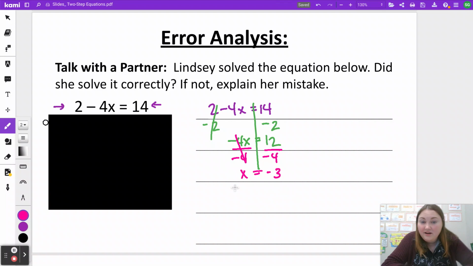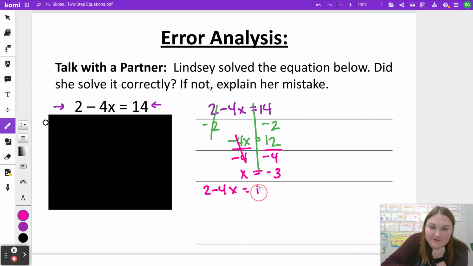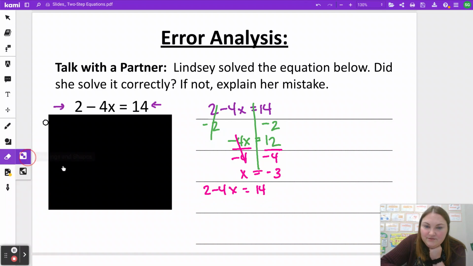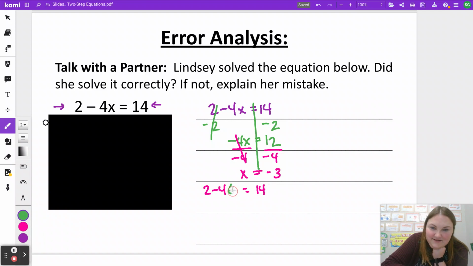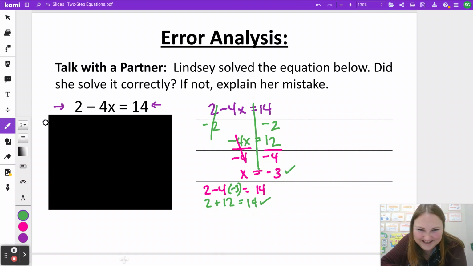We could always check our answer too, just to make sure we've done it right and we're not making the same mistake Lindsay's doing. I could take our equation, 2 minus 4x equals 14, and substitute. That means I'm taking out the x, so I'm going to erase that and putting what I think the answer is. I think the answer is negative 3. 2 and negative 4 times negative 3 is a positive 12. And yes, that helps me know I have the right answer. You have the right answer. The right answer is negative 3.